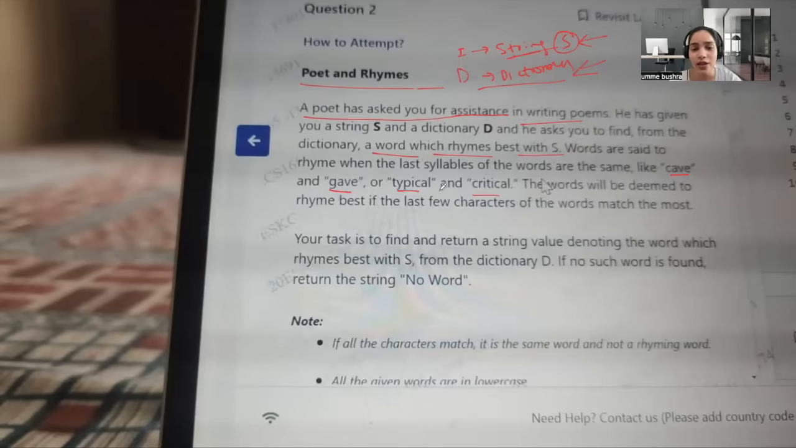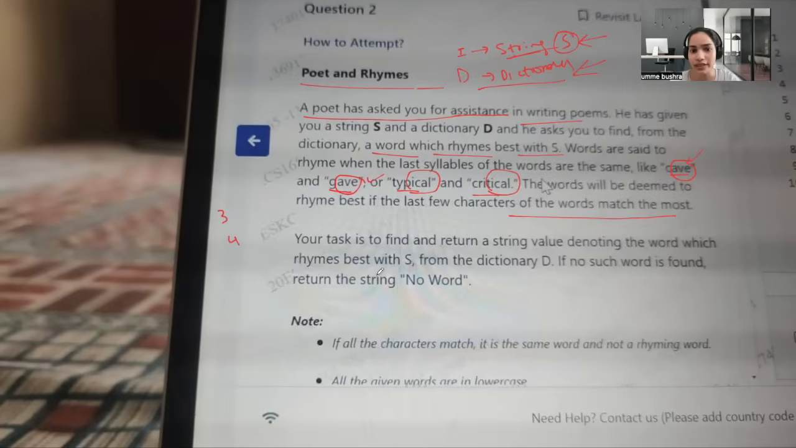Okay. So what is that one thing that you see in common? C-A-V-E. Here we have 3 letters in common. Cave and gave. 3 letters we have in common. Typical and critical. So if you see here, ICAL, 4 letters are in common. Okay. The words are deemed to rhyme best if the last few characters match the most. Right? They have given the examples gave and cave. So they have 3 letters matching. Typical and critical have 4 letters matching. So the last few letters of the string and the word in your dictionary should match.